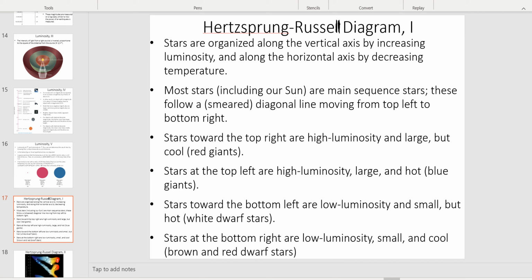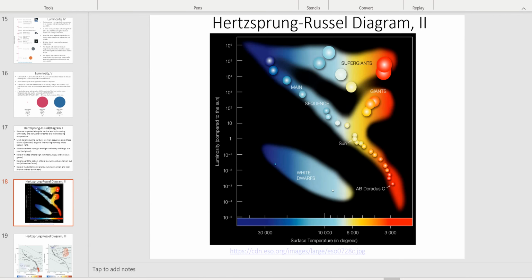Okay, so the Hertzsprung-Russell diagram is a way of categorizing stars based on their luminosities and also their temperatures. But this is also a way of categorizing stars based on their sizes and temperatures, because we know that the very hottest stars and the very largest stars are the most luminous. So let's get to the Hertzsprung-Russell diagram. This is a depiction of the diagram.